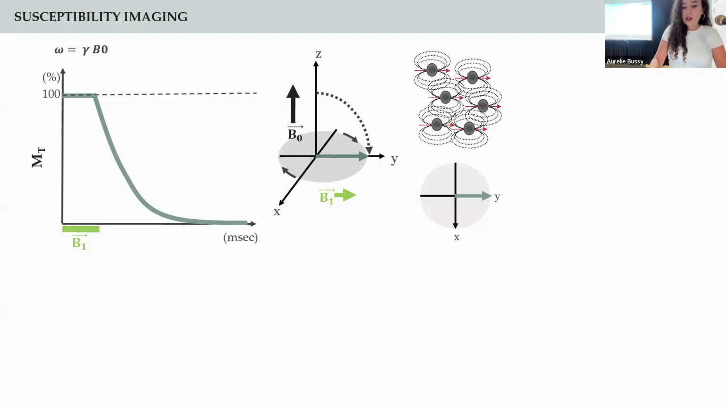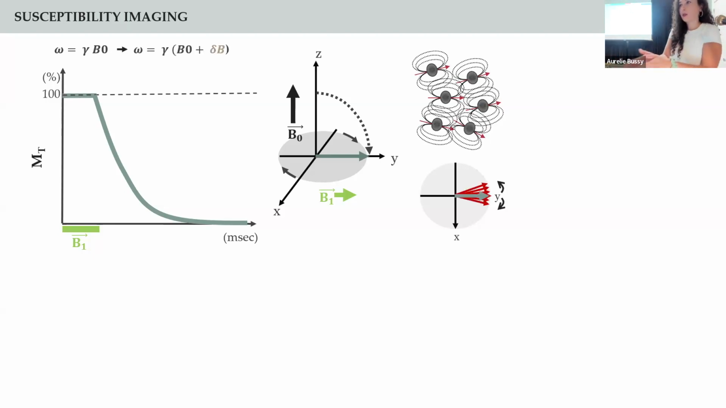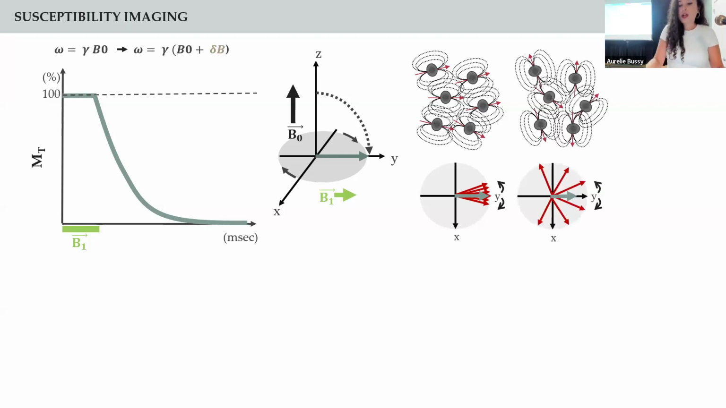So as soon as we stop, we are going to start having what we call this dephasing. So they are all going to randomly go back to different positions, but at a specific rate also. So they will start decaying, like dephasing, more and more, okay?